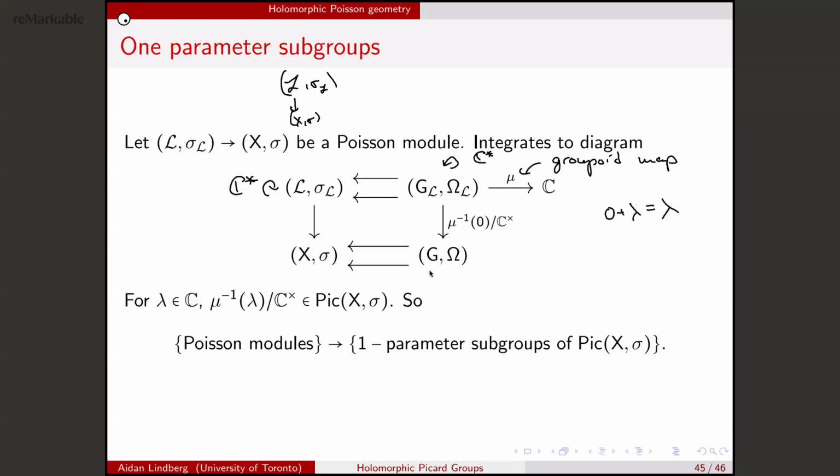So you can do this for any lambda in C. So I'm actually getting a whole family of bibundles by reducing at these different values of lambda. What this is saying is if you ever have one of these line bundles with a holomorphic Poisson structure, call them Poisson modules, then this is actually giving you a one parameter subgroup in this Picard group.